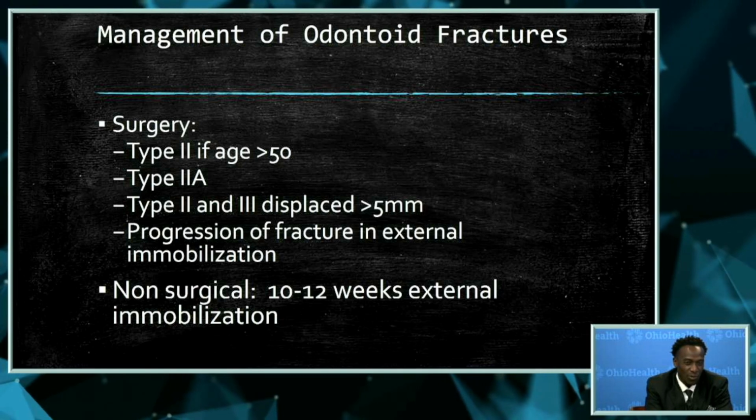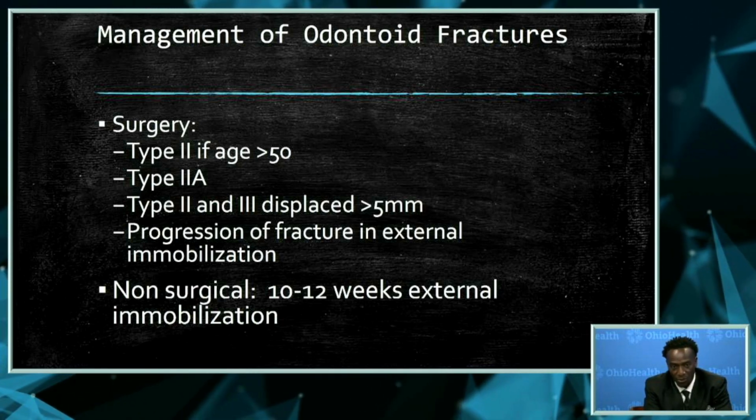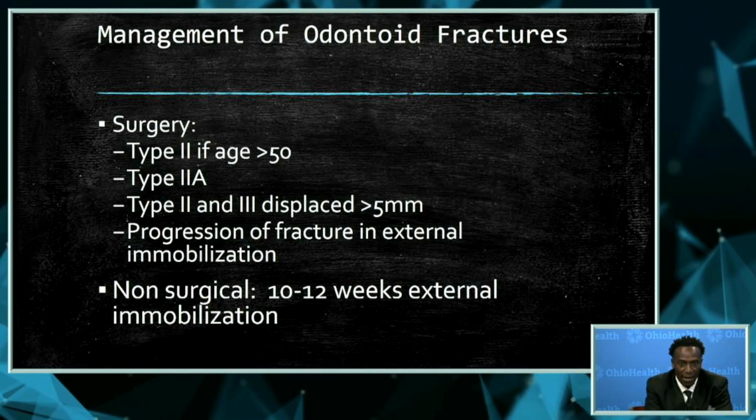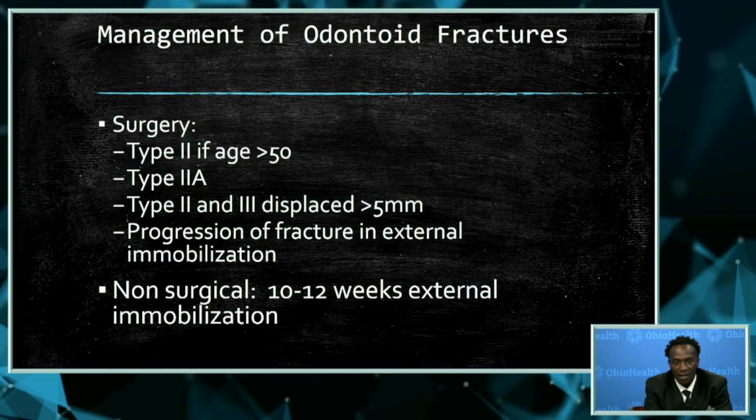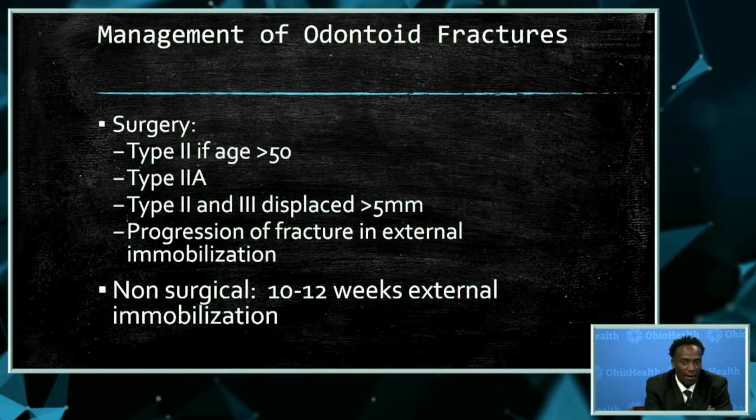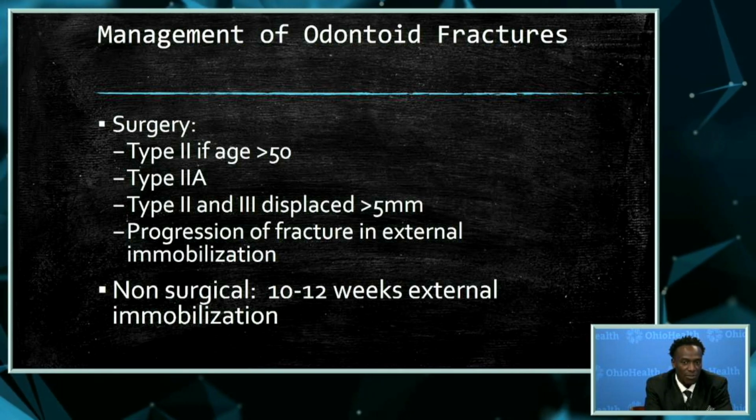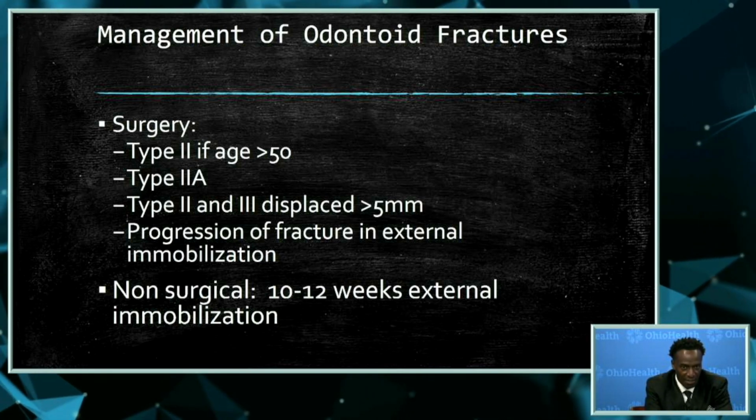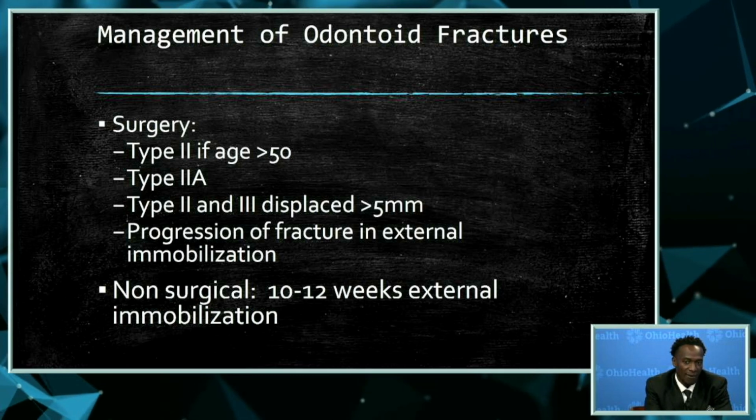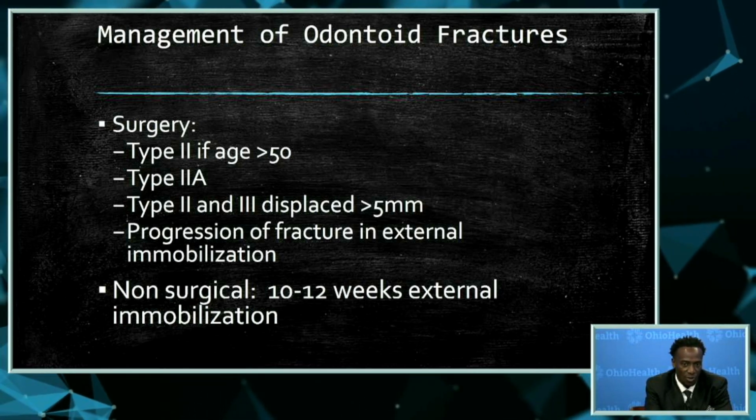Now, a type 2A, that's when there's comminution of the fracture. Those surgical interventions are also recommended. And then there's type 2 and type 3, which are displaced more than 5 millimeters. You want to fixate those. And then a progression of a fracture in external immobilization.